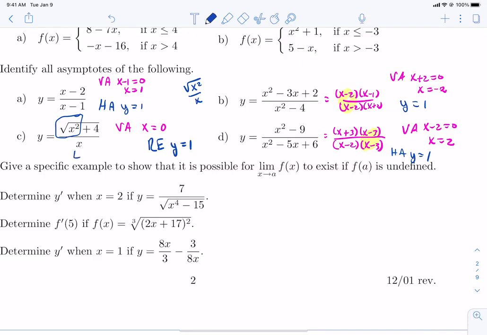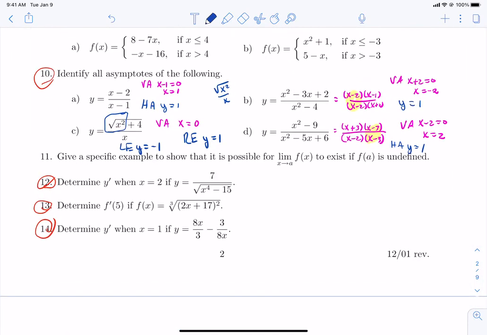So the left end is going to y equals negative 1. So kind of an interesting thing happens because of that squaring and then square root process. Okay. So there is 10. We're skipping 11 and we're jumping to 12. Now 12, 13, and 14, we're going to try to get those done right now.